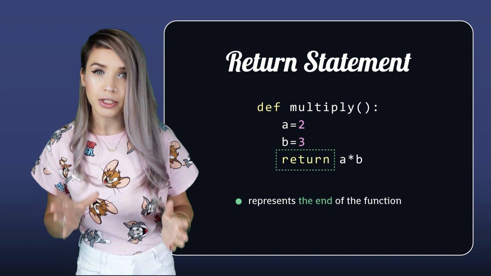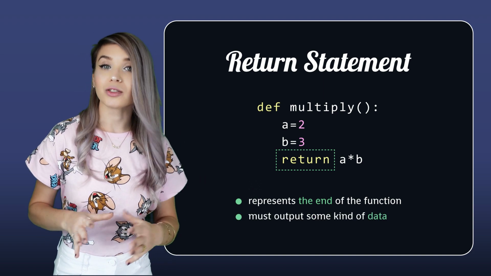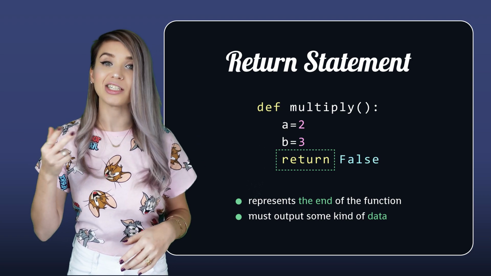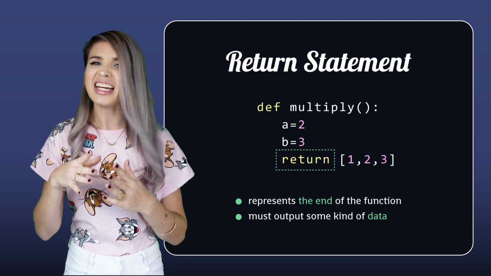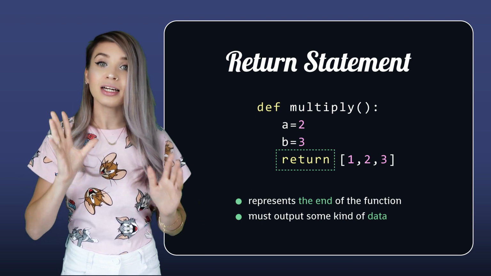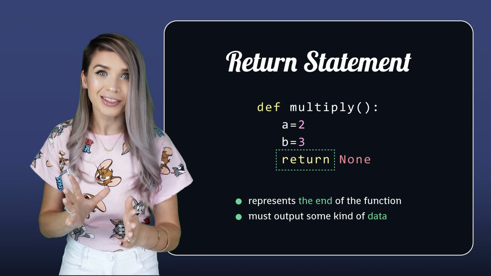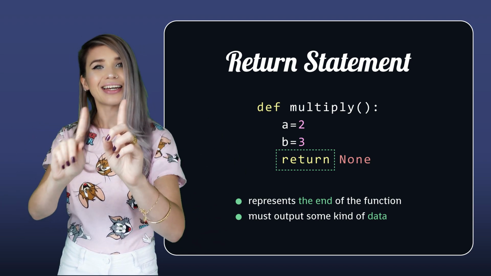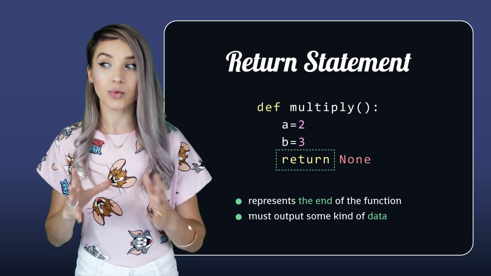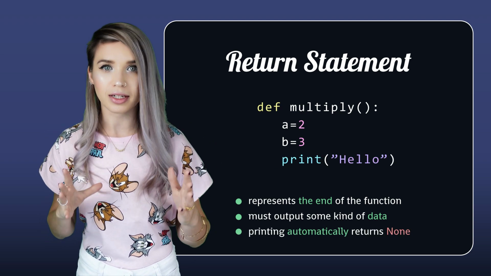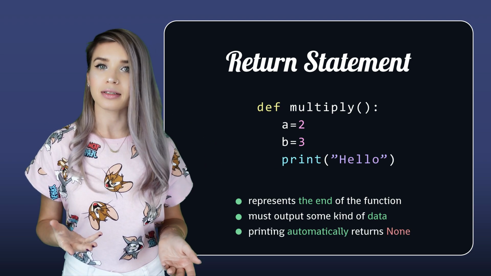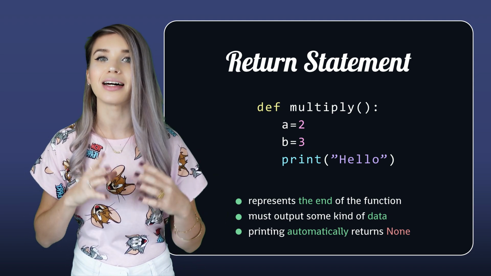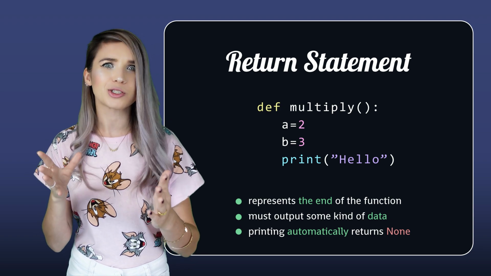Now, a valid return statement always includes some kind of data. This could be an integer, a boolean, a string, a list, or any other data type. In fact, even if we return None, which is the absence of data or an empty void, that still counts. The only case where we can skip the return statement is when we print something. But even then, our function still returns the data of None. We just didn't officially type it.